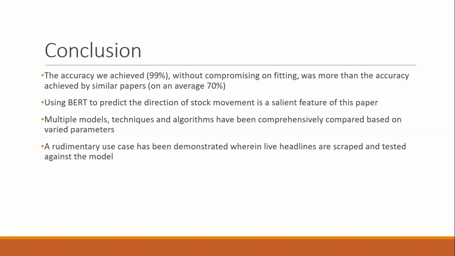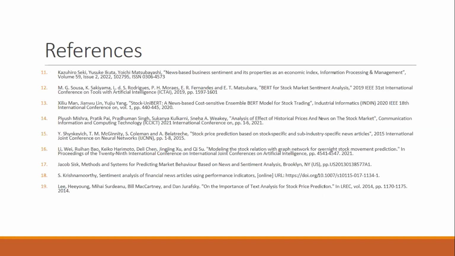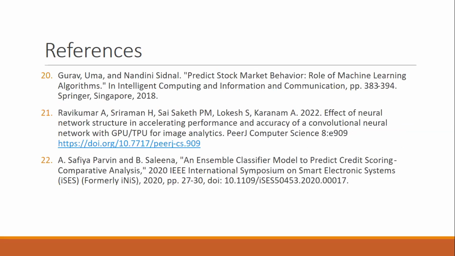There is also a rudimentary use case with web scraping that uses parallelization, which has been demonstrated, wherein live headlines are scraped and tested against the model. There are some drawbacks, as in some scope for future improvement, such as instances where a larger data set can be used, and even the negligible amount of overfitting can be removed. And other cases, like studying the effect of news on the stock, but on the next day instead of on the same day. These are the papers that we referred to for making the research paper.